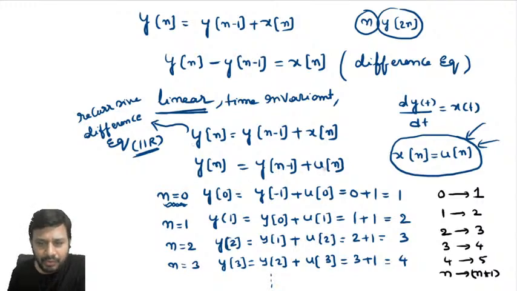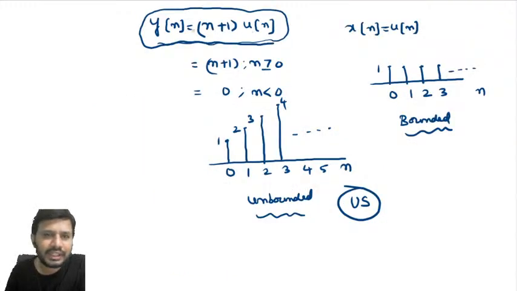So I'm applying bounded input. For different time instances, I'm observing. If I observe n is equal to 0, I'm getting the output as 1. N is equal to 1, I'm getting the output as 2. N is equal to 2, I'm going to get 3. N is equal to 3, 4. And if I observe at instant n, what will come? n plus 1 will come, because I'm starting from 0. So I'm attaching u of n. That's it. This is my output.